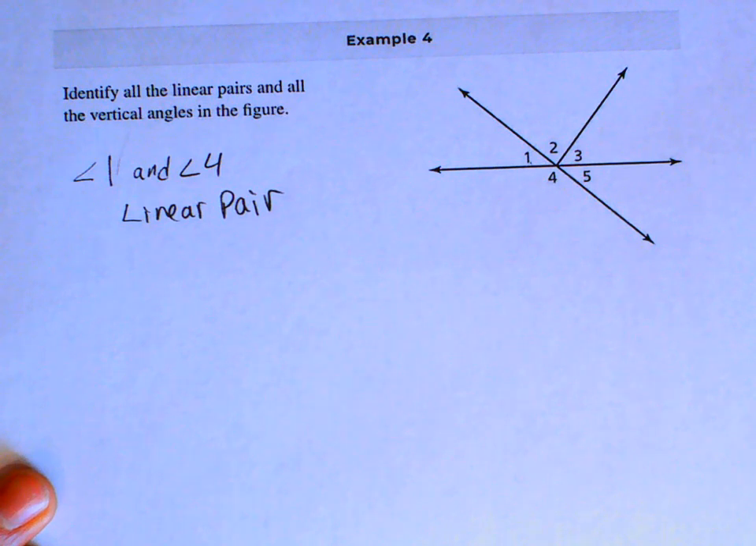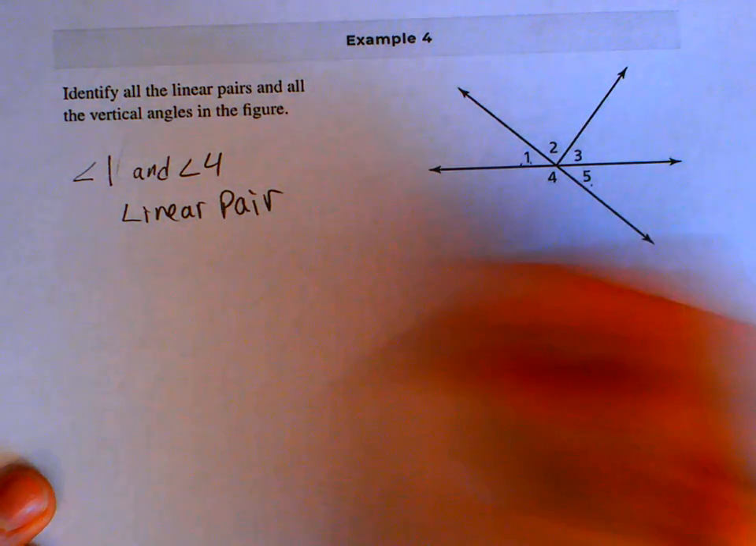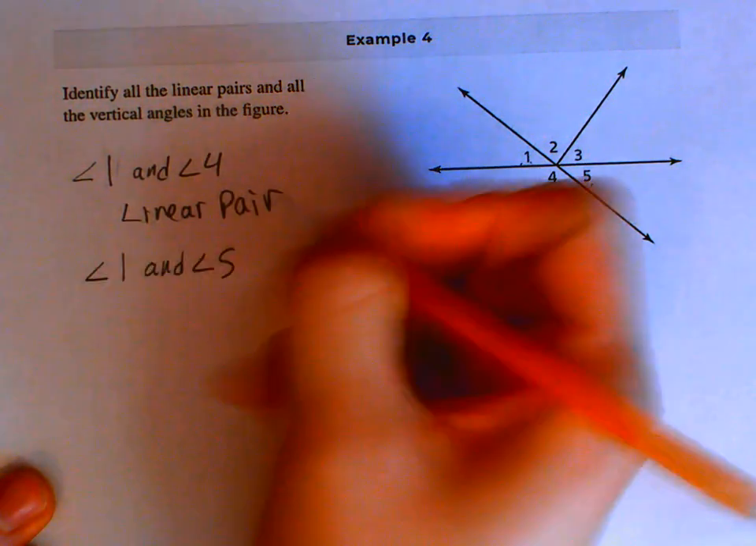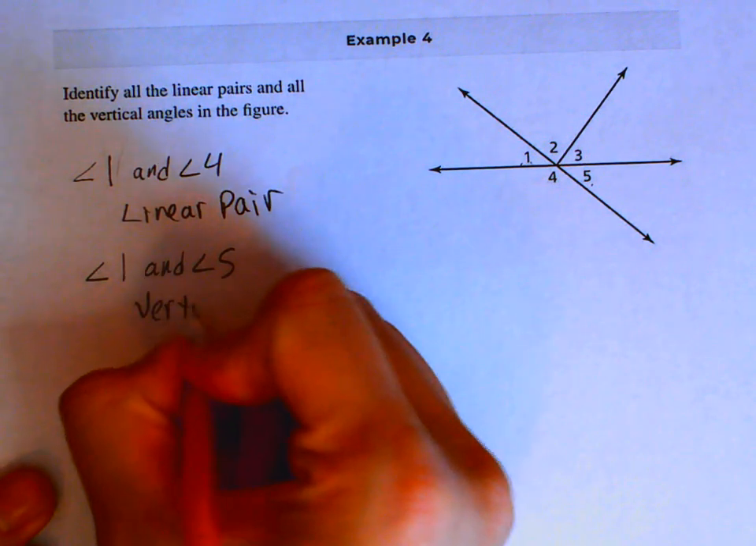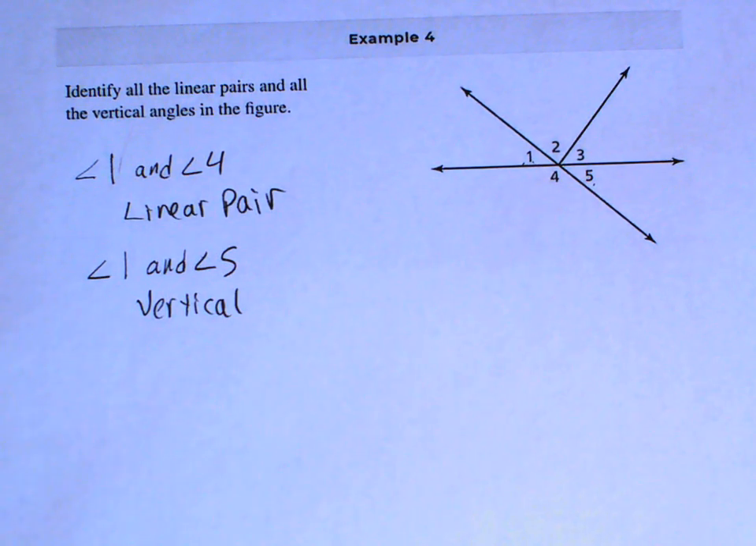Vertical angles, now a lot of you are probably saying 2 and 4 because they're across from each other. Nope, they are across from each other, but if you look at it, they're not the same size. The only ones that are possible are 1 and 5. So angle 1 and angle 5, those happen to be vertical. Later on, we're going to prove why they're congruent. But for right now, they're just vertical.